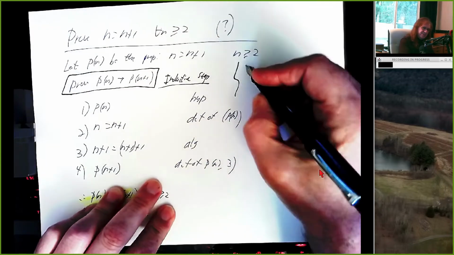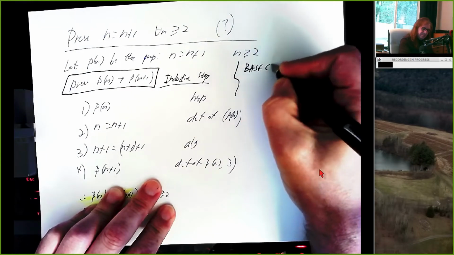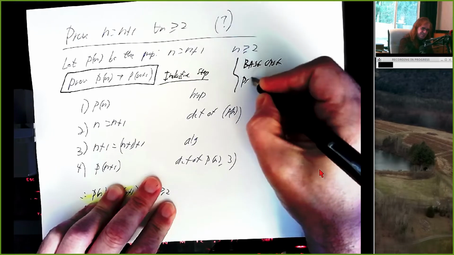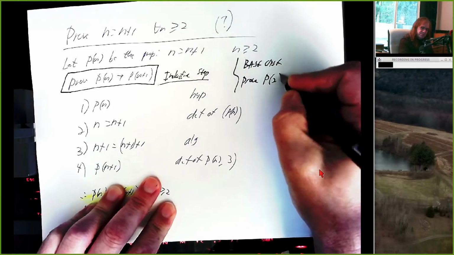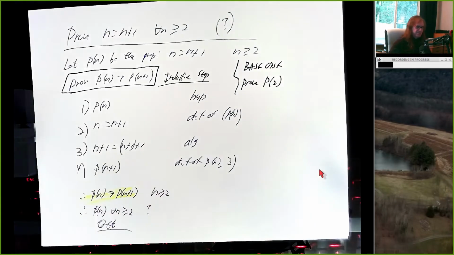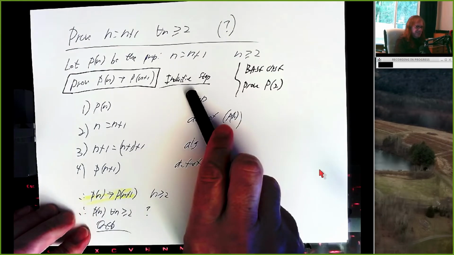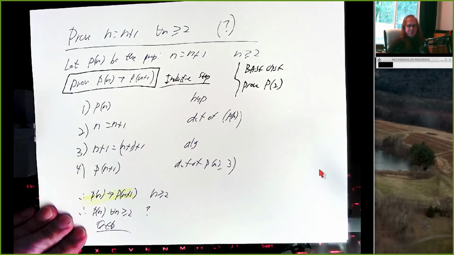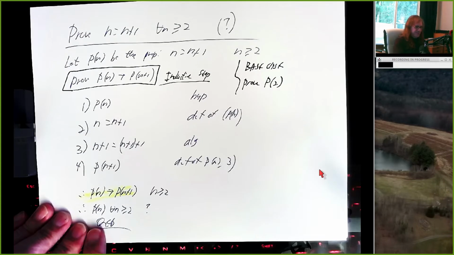So the base case would be something like prove one of these propositions, prove that P of 2 is true, for example. And I never proved a base case in here. I proved the inductive step, and that's an absolutely perfect proof of the inductive step. There's nothing wrong there. But to apply mathematical induction, you need two things. You need the inductive step, but you also need a base case. And I never proved a base case.